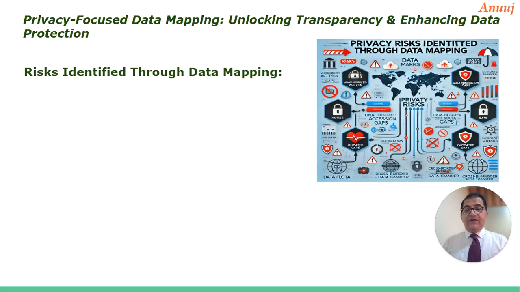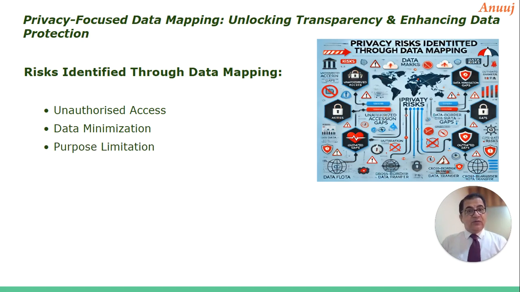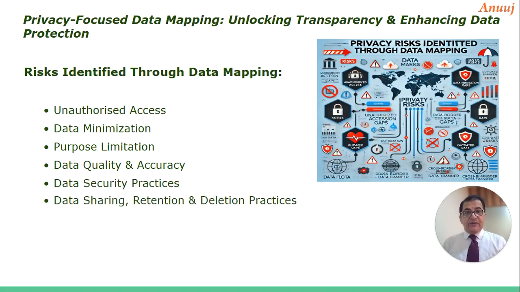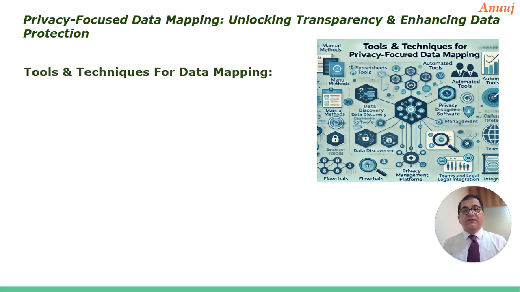The risks that can be identified through a privacy-focused data mapping exercise, you map what data has unauthorized access. We spoke about it a few seconds back. Apply the principles of data minimization, that is remove unwanted data, and purpose limitation, store only what you need for the given purpose. That helps you get more into data quality and accuracy of data. You might find while doing data mapping, like we said, 10-year-old data, right? What are your data security practices? What are your data sharing, retention, and deletion practices? Everything gets documented, everything gets mapped, and you have more clear visibility.